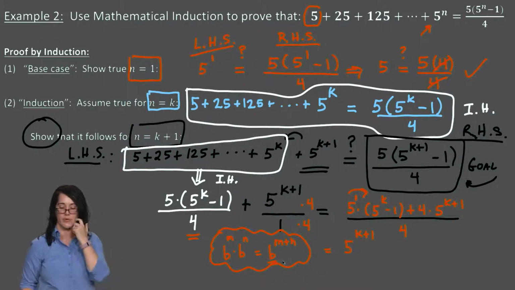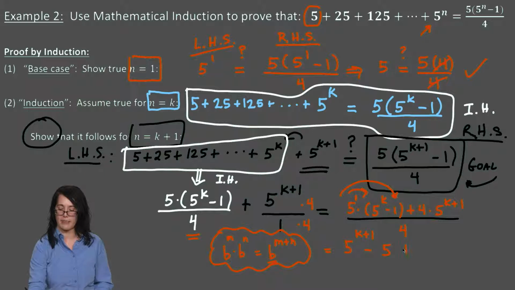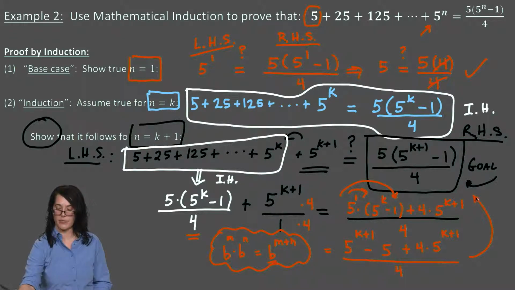Okay, so I don't need to reprove that to you, hopefully, but if you need to go back to power rules from previous algebra courses, feel free to do that. What about 5 times negative 1? Well, that's going to be minus 5. And notice here we have plus 4 copies of 5 to the k plus 1 power, and then the whole denominator is just a 4. Can you see how we can go from the left side to the right side? We're almost there. What do we need to do?